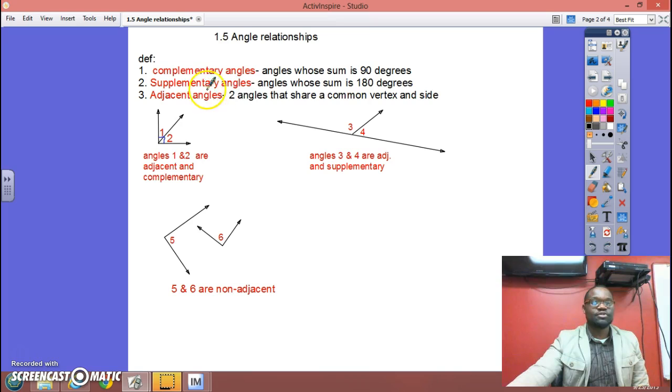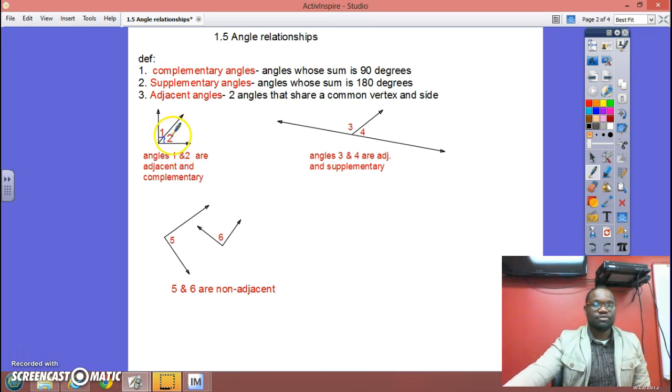Adjacent angles, two angles that share a common vertex and a common side. In other words, two angles that are right next to each other, but they share a common vertex and a common side. Now, notice that I have a right angle here, and I've got the little box here. That's how I know it's a right angle, not just because it looks like one, but because of my little right angle box there.